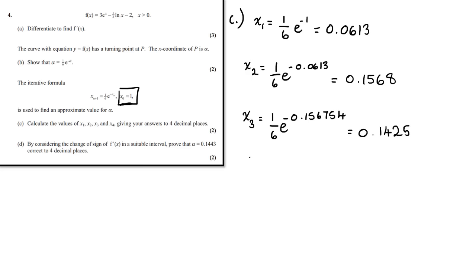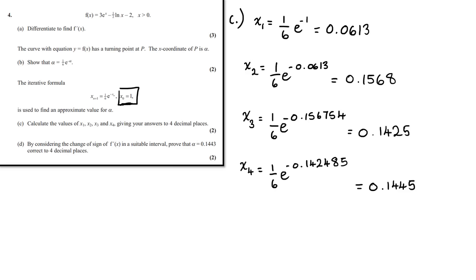Okay, and then finally we just want x4 here. Well, what would that be equal to? Well, again, this is going to be 1 over 6 e to the minus of x3 here. But again, we use as much accuracy as we can. That's minus 0.142485 there. Okay, and evaluating this on our calculator, what we get here is 0.1445 there. Okay, and that's all we needed there. We needed x1, x2, x3, and x4.